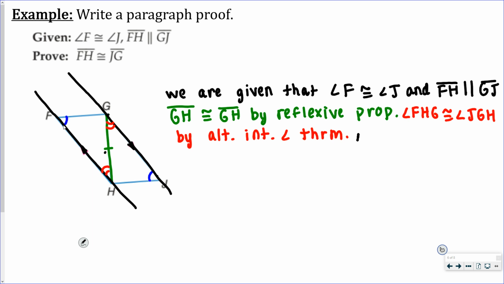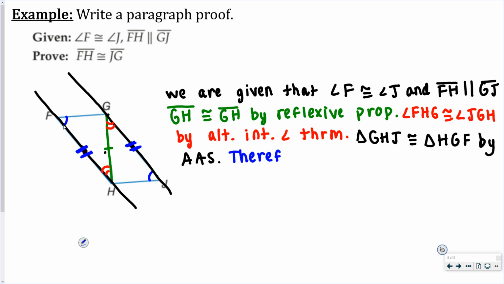Okay, triangle GHJ is congruent to triangle HGF by, let's just call this one angle side. Okay, is that what I was trying to prove, guys? Was I trying to prove the triangles are congruent? No. I was trying to prove that FH is congruent to JG, which now I can, by what?